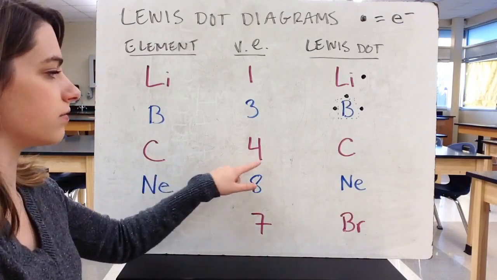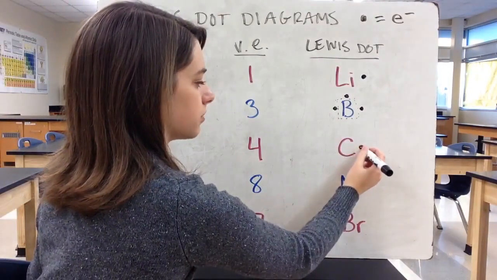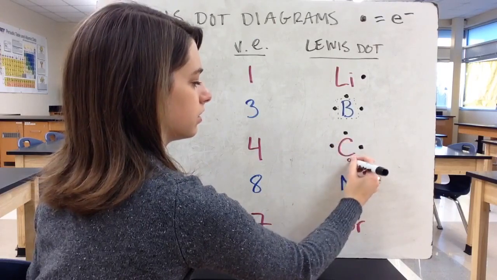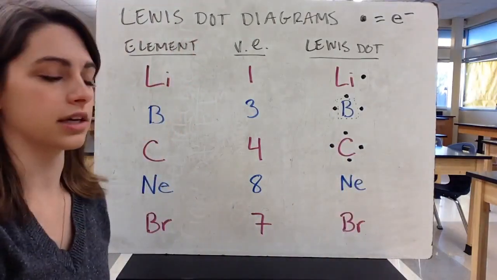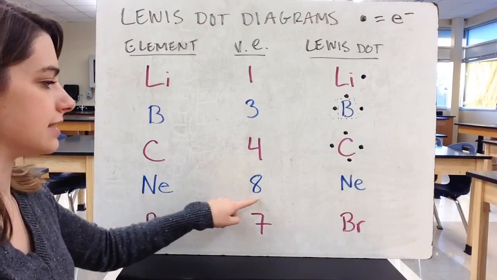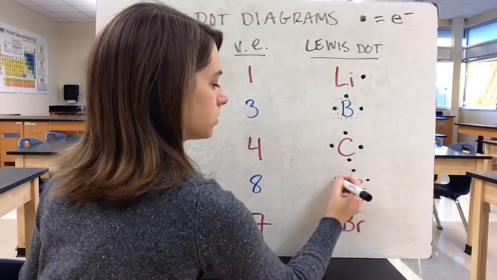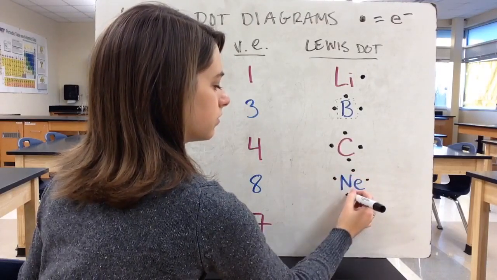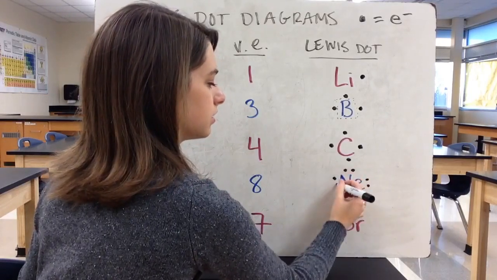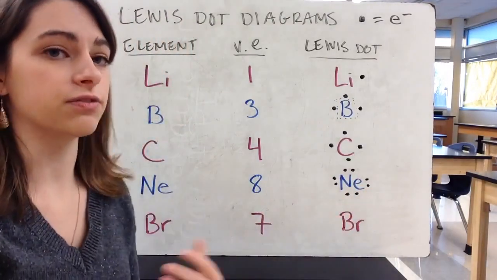So carbon has 4 valence electrons. Following the same process as boron, you're going to put 1, 2, 3, 4. They go in singly around carbon. For neon, neon has 8 valence electrons. So we go 1, 2, 3, 4. Now I go back and pair them: 5, 6, 7, 8. Remember, neon has a full octet.